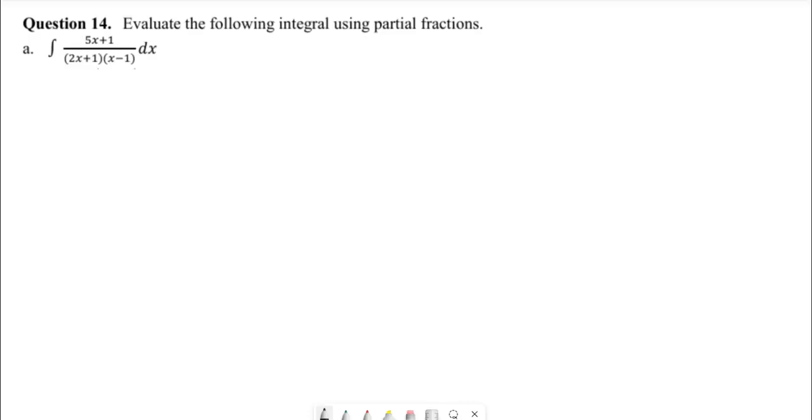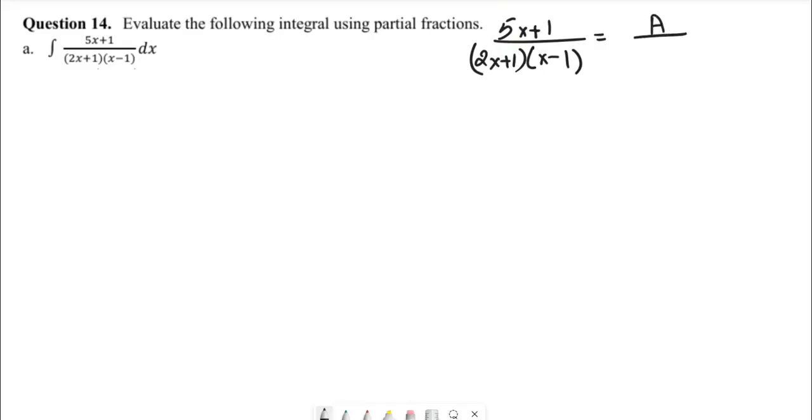Here we have an integration problem using partial fractions. First of all, we're going to split the fraction. Our fraction is (5x + 1) divided by (2x + 1)(x - 1). The denominator is two linear factors which are non-repeating.